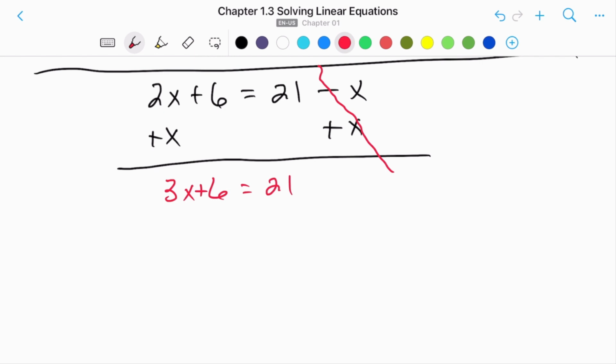Next step will be to subtract this 6 here. Let's use a different color as we do it. Subtract the 6 and subtract 6. And the answer so far, that'll be 3x. And the 6 goes away because 6 minus 6 is 0. And then you got 21 minus 6 here. 21 minus 6 is 15.